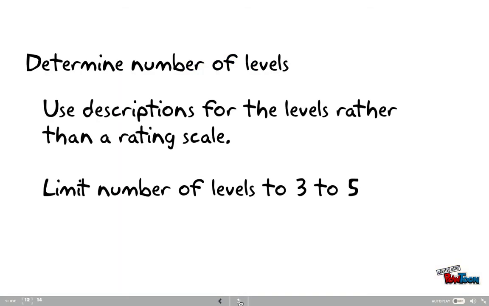All right, so how do you create a rubric? Use descriptions for the levels rather than a rating scale of 1, 2, 3, 4, or 5. I don't like rating scales. It denotes a score of some sort. So use a scale like beginning, developing, secure, initiating, implementing, refining, sustaining, something like that.